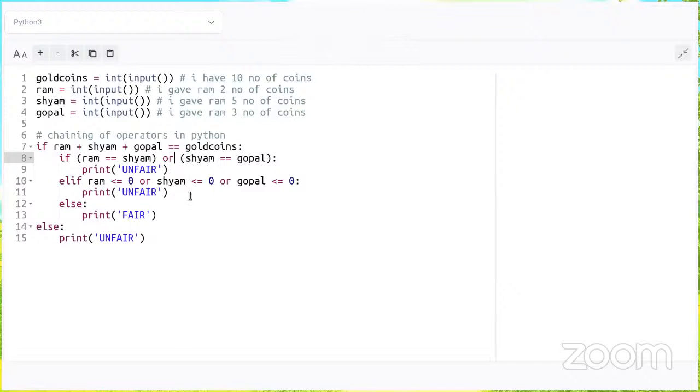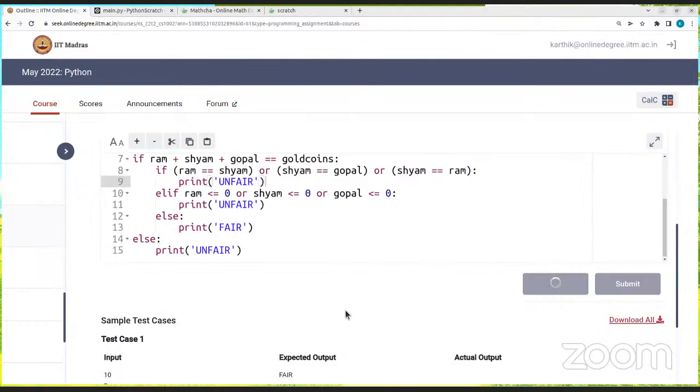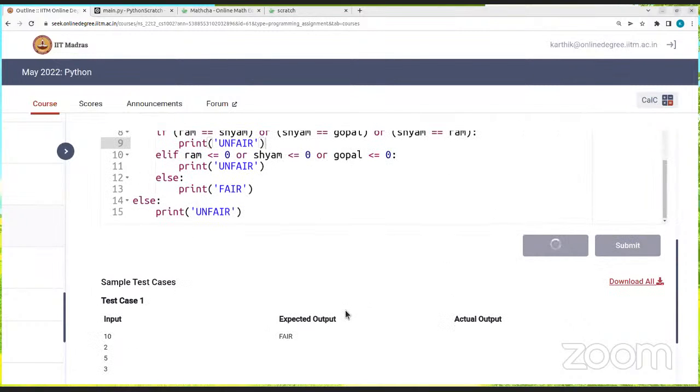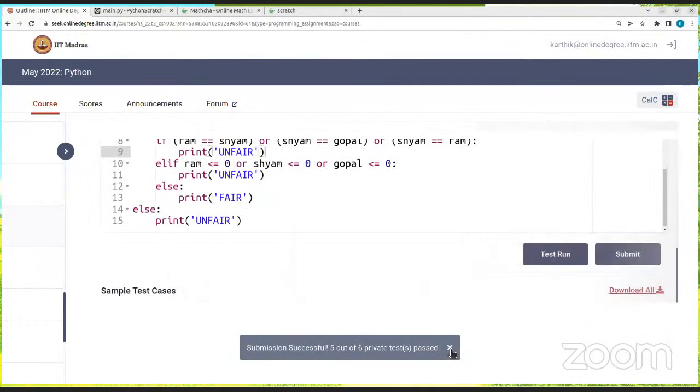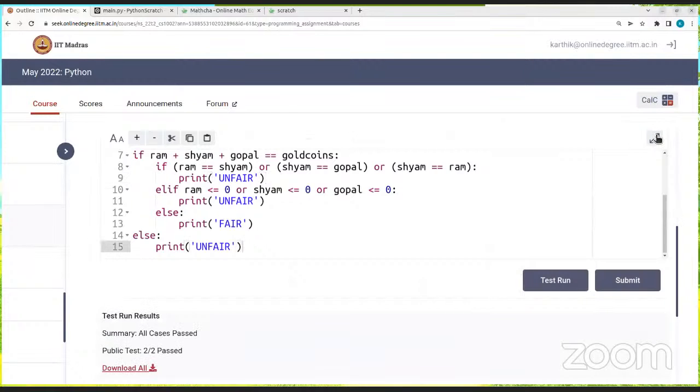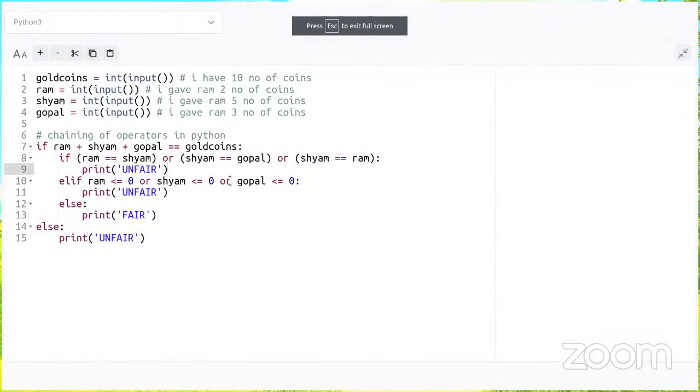So the way to fix it is, I think Ram also mentioned this: if any two of them, Ram or Shyam or Gopal, have the same number, then it's unfair, right? I think that is the only thing we are missing. Oh, we are missing one more thing. Only 5 out of 6 passed. Why is that?